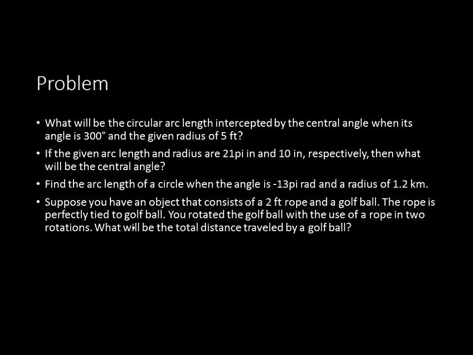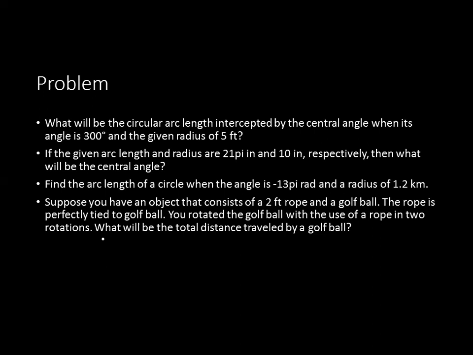Suppose you have an object that consists of a 2 feet rope and a golf ball. The rope is perfectly tied to the golf ball. You rotated the golf ball with the use of a rope in 2 rotations. What will be the total distance traveled by the golf ball?